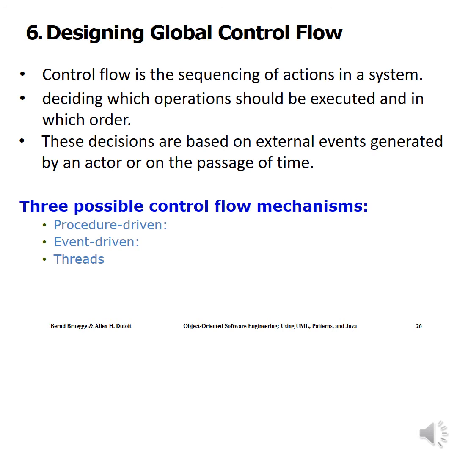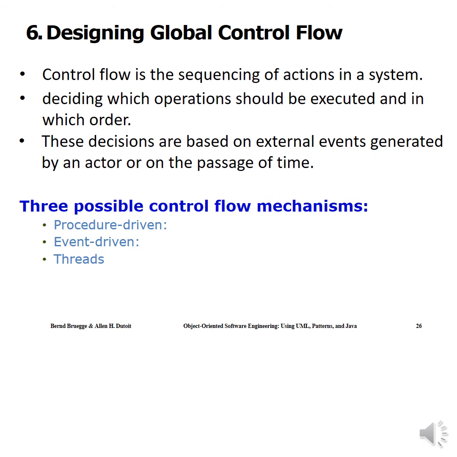So next is designing global control flow. Control flow is basically the sequence of actions in a system. In object oriented systems, control flow is basically deciding which operations should be executed and in which order. These decisions are based on external events generated by some other system, by a user or actor, or on the passage of time.